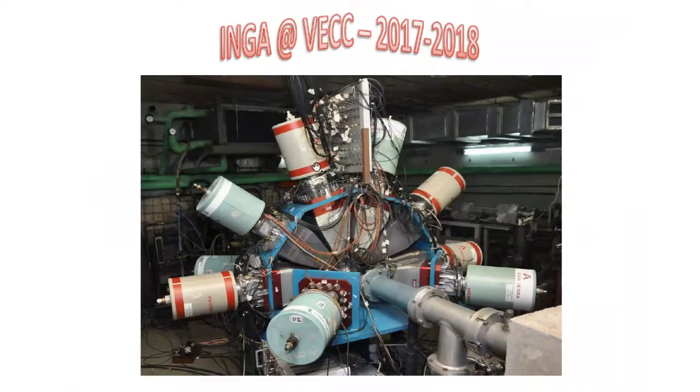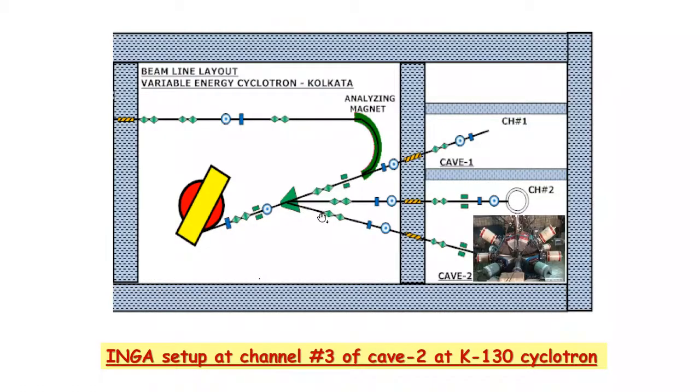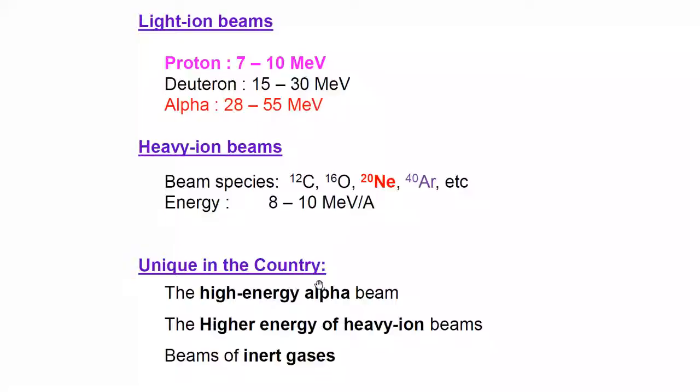It's currently operational at VECC, where we have about 10 clovers, and this is the best array as of now if you are to do nuclear physics. It is set up at cave 3 of the room temperature cyclotron, the mother of all accelerators, which is very unique in that it gives us high energy alpha beams, which besides nuclear physics are very useful in material science to study radiation damage.